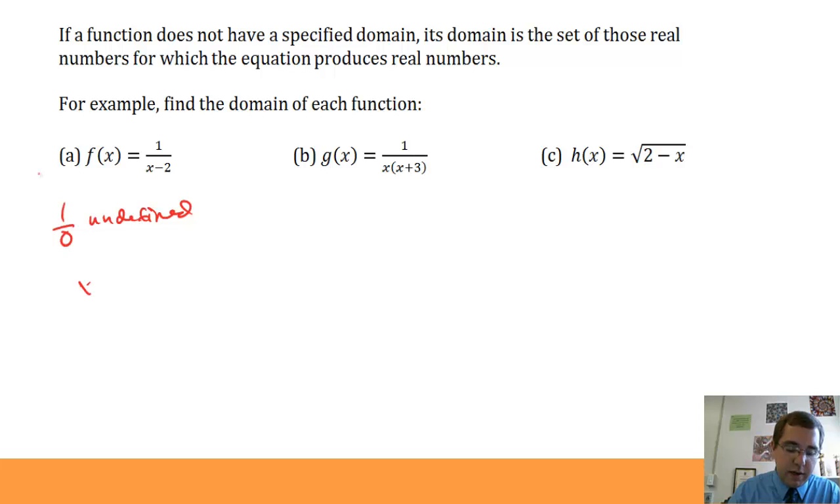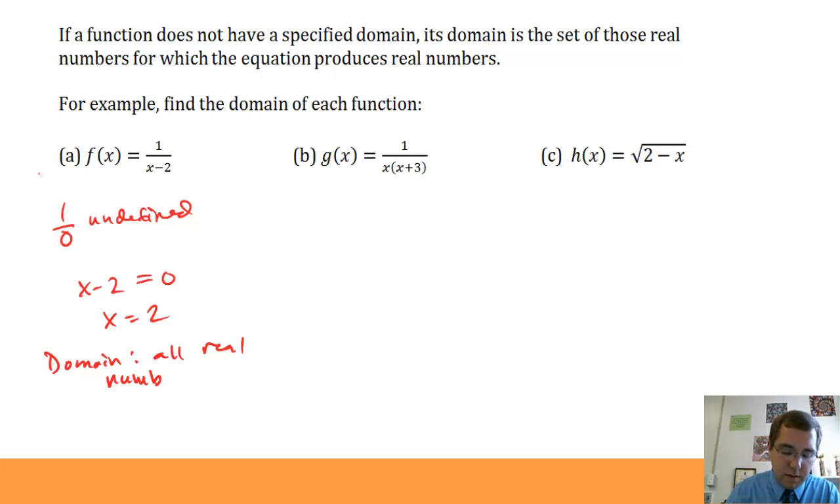So that's what we need to be careful of. We need to take our denominator, x minus 2, set that equal to 0, and find the value of x that makes that 0. It's pretty easy to find. It's just 2. So 2 cannot be in our domain. So the domain then is all real numbers except 2.